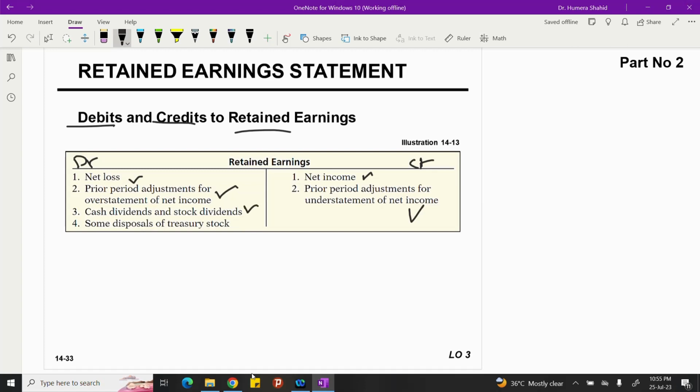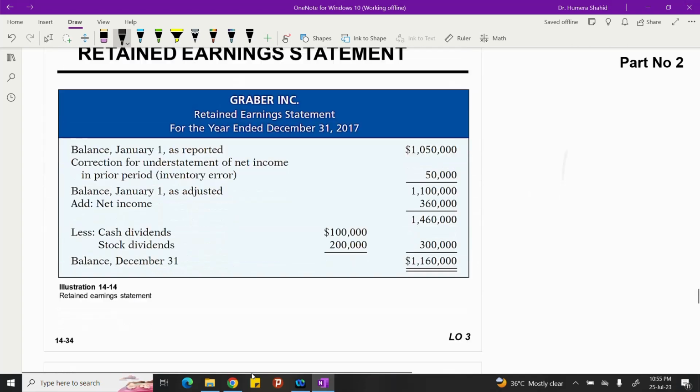And if you remember chapter number 3, when we discussed the treasury stock, when you sell the treasury stock below its cost and there is no balance in the paid-in capital from treasury stock account, we use retained earnings. So that also decreases the retained earnings account.